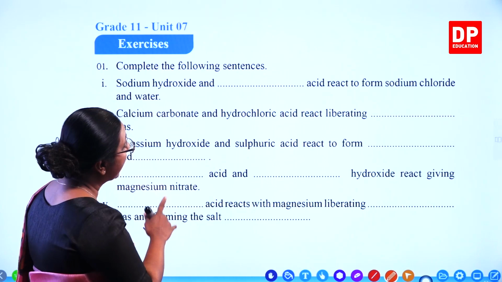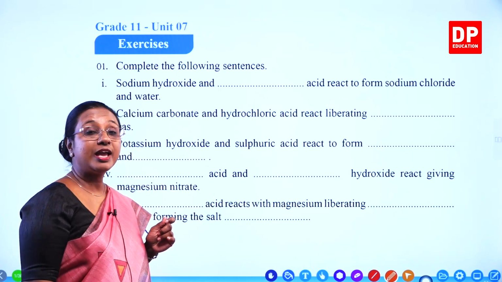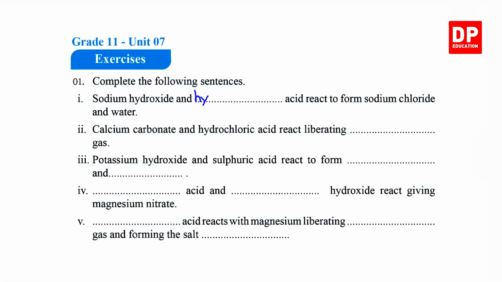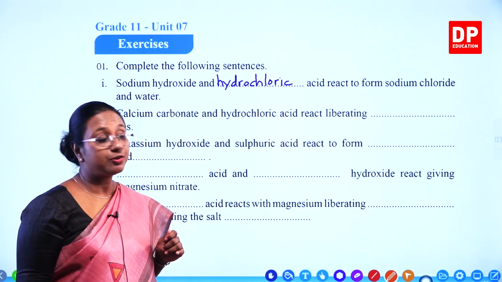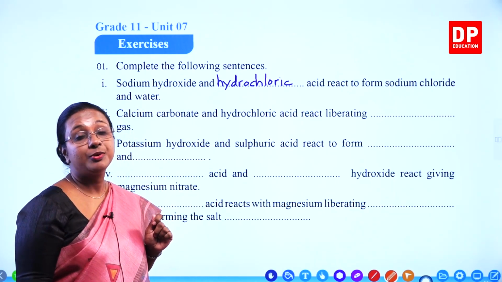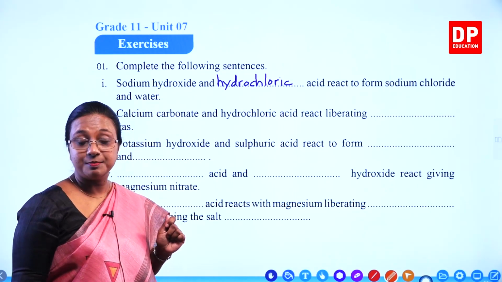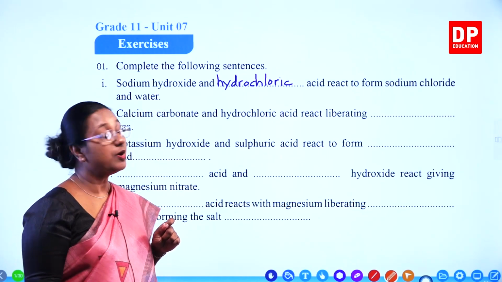Sodium hydroxide and acid react to form sodium chloride and water. So to get sodium chloride, the acid should be hydrochloric acid. So sodium hydroxide and hydrochloric acid react to form sodium chloride and water. You can remember the reaction. Sodium and chloride combine to form sodium chloride. H plus and OH minus combine to form water.